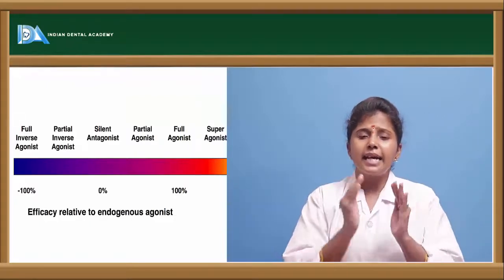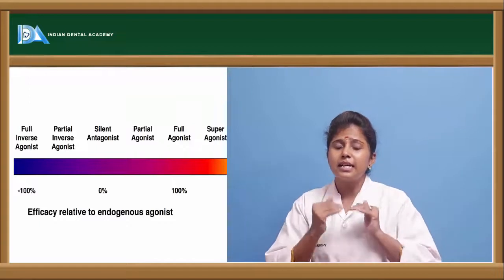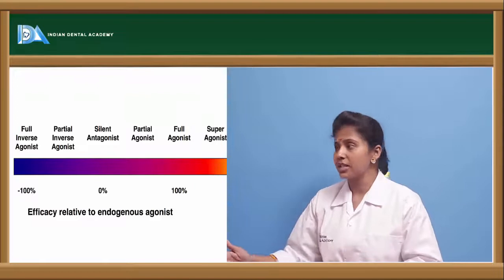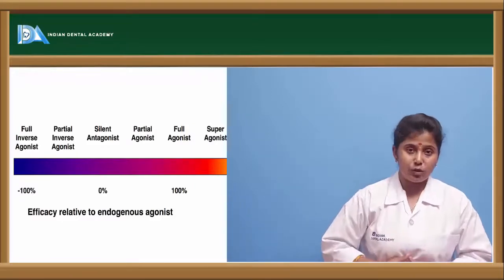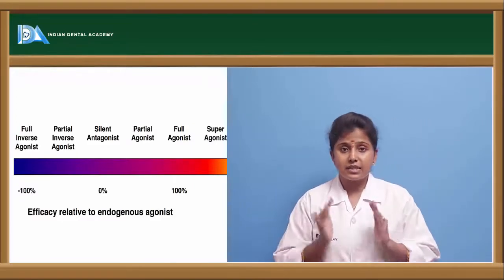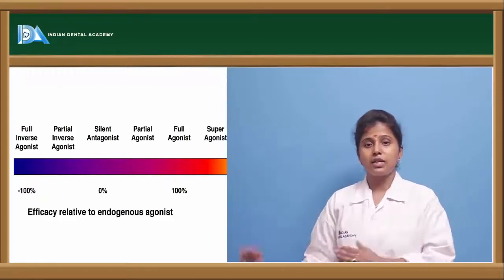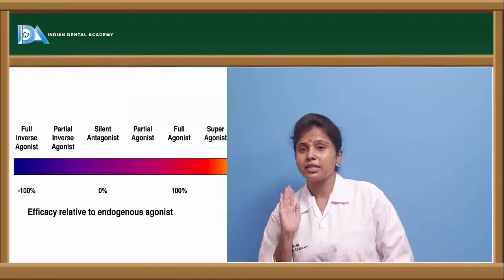The other one is partial inverse agonist. In the sense, the activity of the other drug is reduced a little when compared to the full inverse agonist. And the other one is silent antagonist. Silent antagonist is nothing but it will not show any effect, neither increased effect nor decreased effect. That is the reason its effect is 0%.